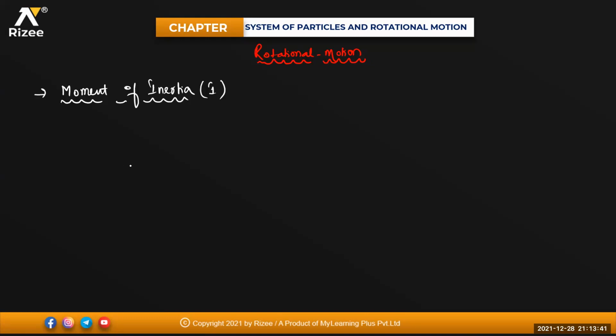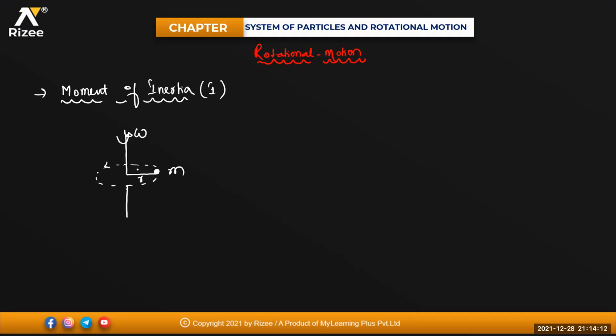Like if a particle is moving in a circular path, this is your particle of mass, say m, this is your axis, and it is rotating with an angular velocity omega. The radius of this path is, say, r. If this body is free to rotate about an axis, it opposes any change in its state of rest or state of rotation. That inherent property of the body is called moment of inertia.